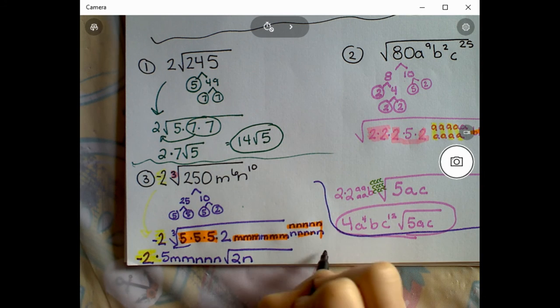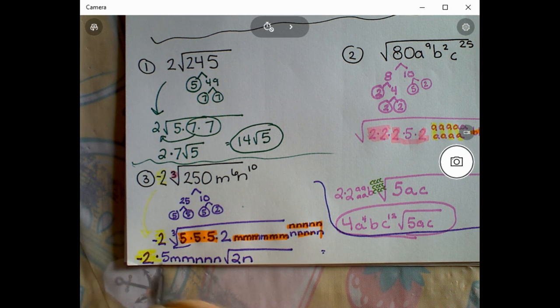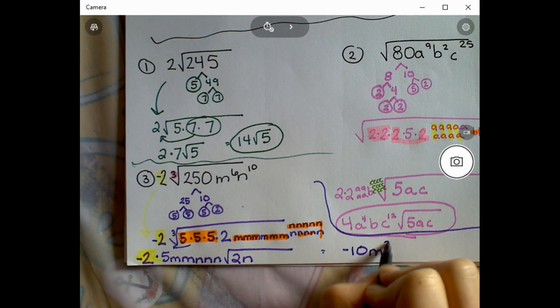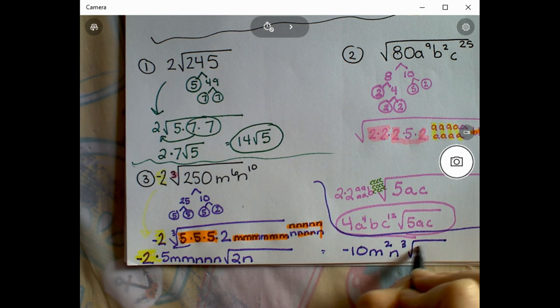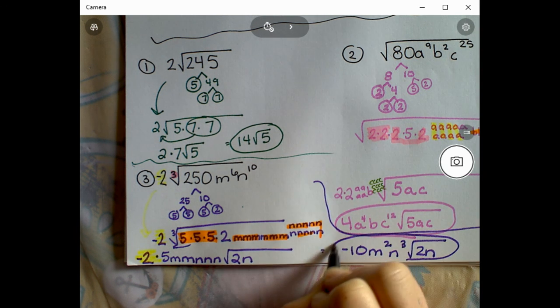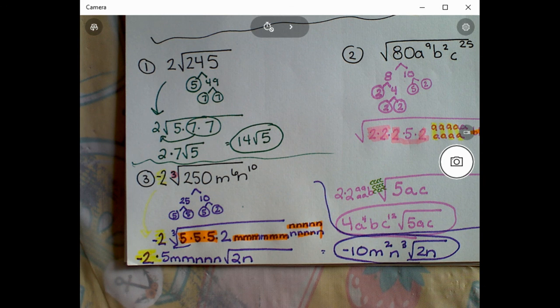All right, and lastly, we're going to simplify. So -2 times 5 is -10. We have 2 M's, so M squared. 3 N's, N cubed, root 2N. And this is almost a perfect answer, but I forgot to put the little 3 index right there.